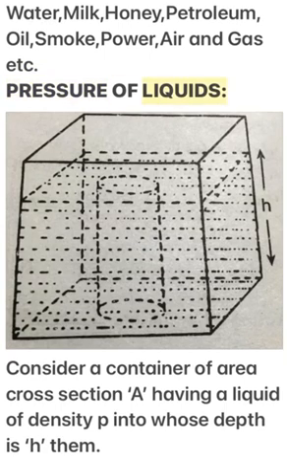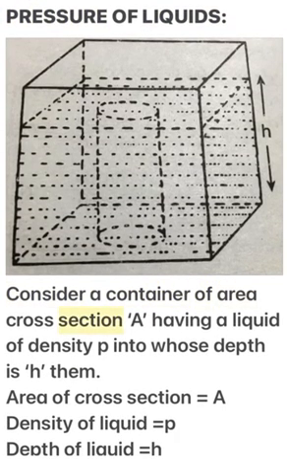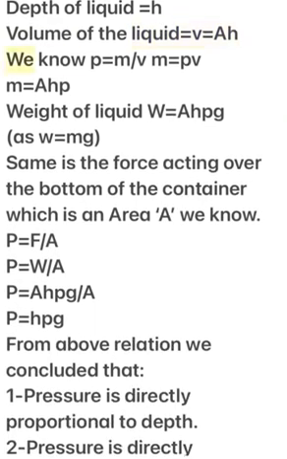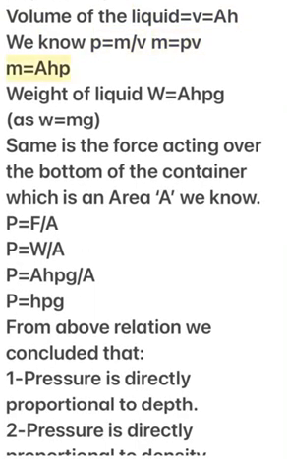Pressure of liquids. Consider a container of cross-sectional area A having a liquid of density ρ and depth h. Area of cross-section equals A. Density of liquid equals ρ. Depth of liquid equals h. Volume of the liquid equals V equals A h. We know ρ equals m/V, so m equals ρV, which equals A h ρ. Weight of liquid W equals A h ρ g, as W equals mg. This is the same as the force acting over the bottom of the container, which has an area A. We know P equals F/A, which equals W/A, which equals A h ρ g / A. So P equals h ρ g.